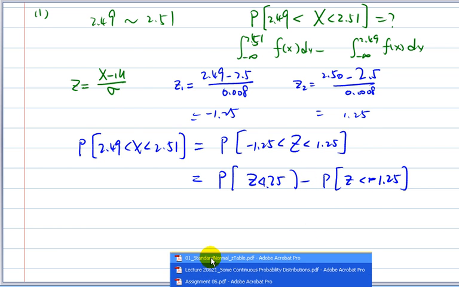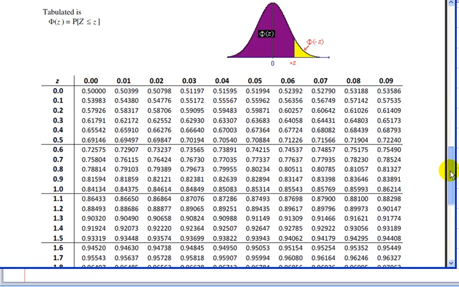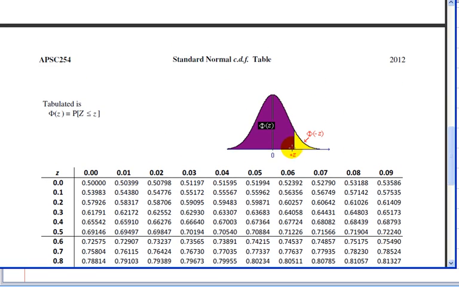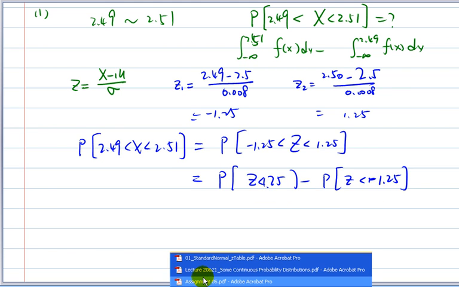Here's a table that you will find on WebCT. What this table gives you is the so-called left-tailed value. You look at this purple area, which means the probability of Z less than a certain value, small z. That's the area underneath the curve. So what do I have here? 1.25, negative 1.25. Let's look at the table here.